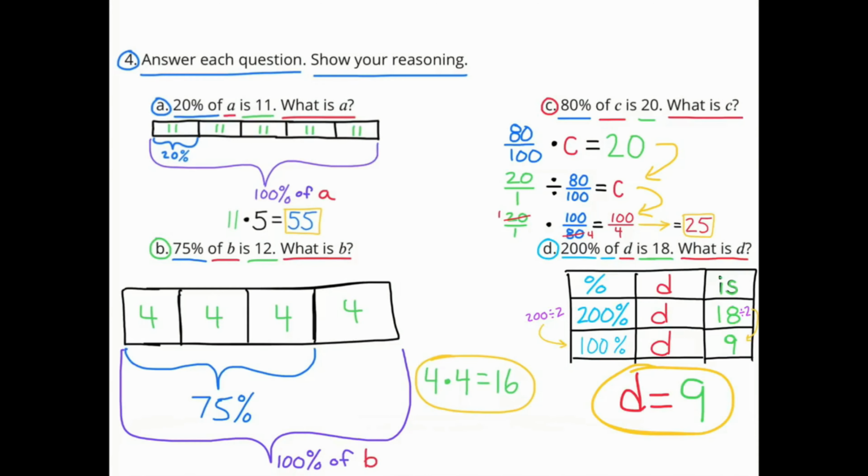D. 200% of D is 18. What is D? This time I used a chart. 200% of D equals 18. 200% divided by 2 gives me 100%. I also need to divide the 18 by 2, and that gives me 9. So I know that 100% of D equals 9, or D equals 9.